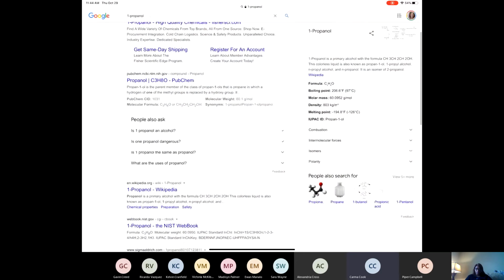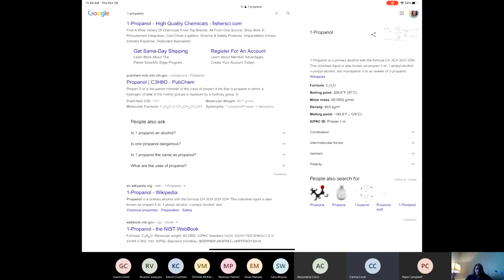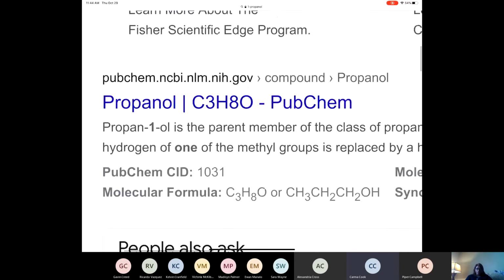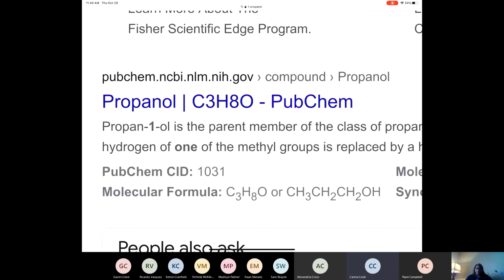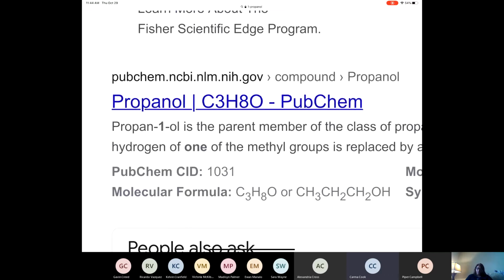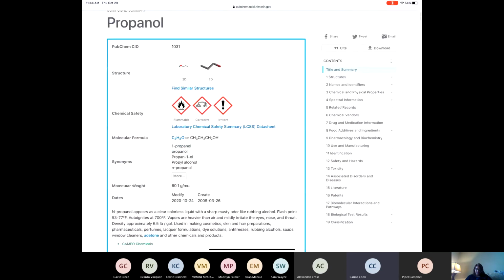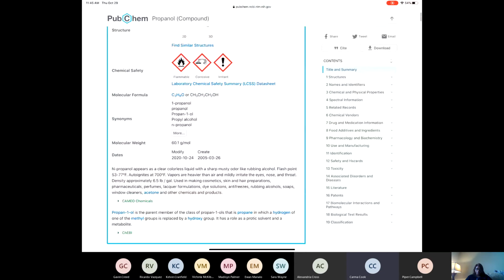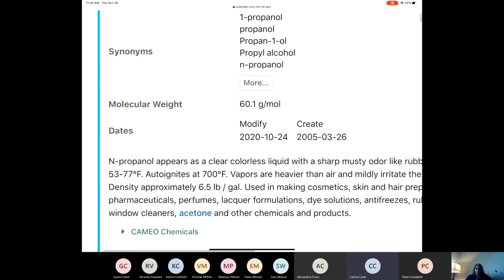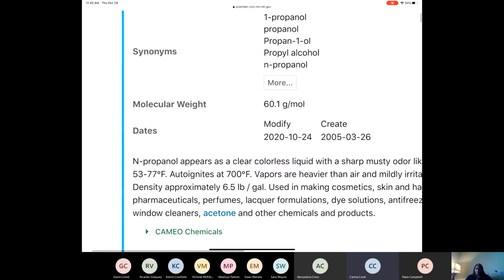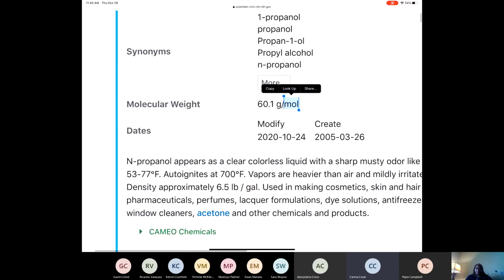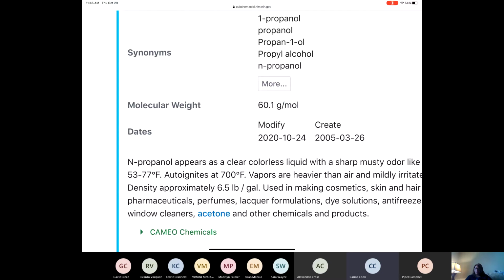And so in looking up 1-propanol, I see the PubChem site, which is a site run by the National Institutes of Health, NIH.gov. So I know that's a reputable site. So I'll choose that one. And so I need to know some things about it. I need to know the molar mass. Molar mass is also called molecular weight. So the molar mass is 60.1 grams per mole.